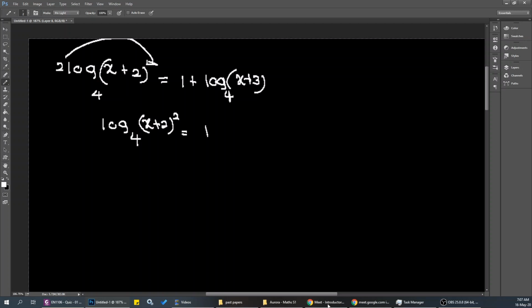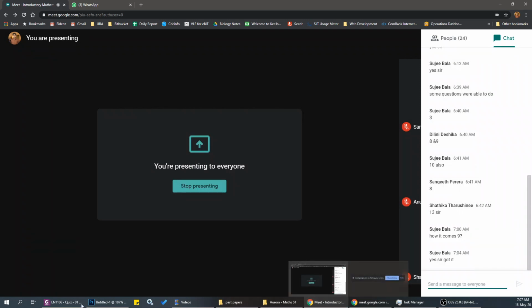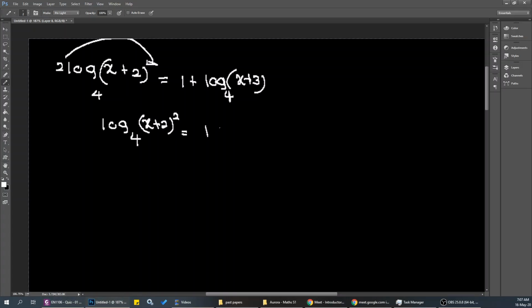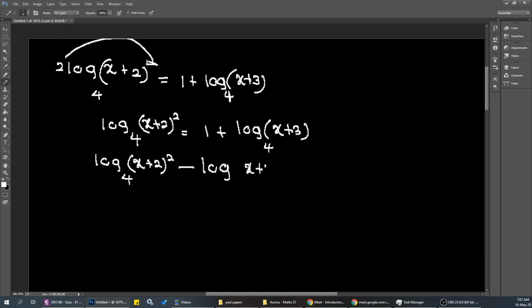is equal to 1 plus log of x plus 3 to the base 4. Okay, now I'm going to keep 1 here and take this log of x plus 3 to the base 4 to the left side of the equation. So log of (x plus 2) raised to the power 2 to the base 4 minus log of x plus 3 to the base 4 equals 1. And this is a usual subtraction logarithm question that we faced earlier as well.